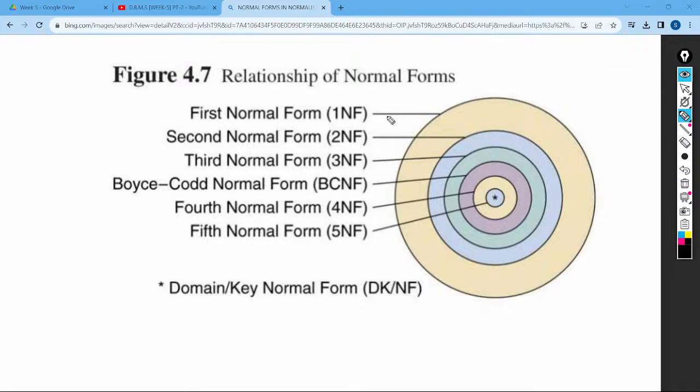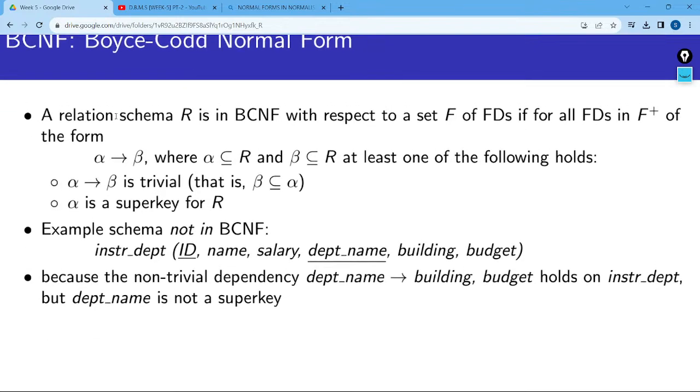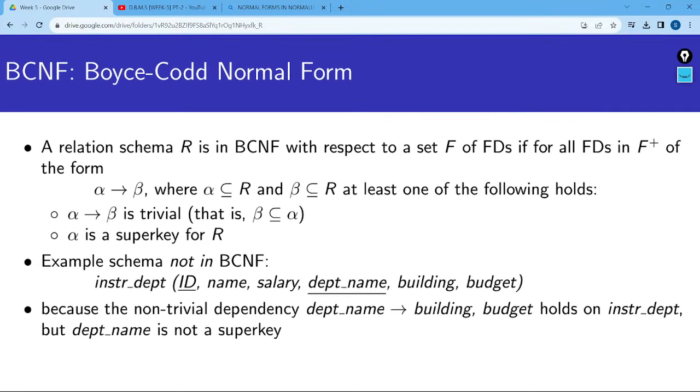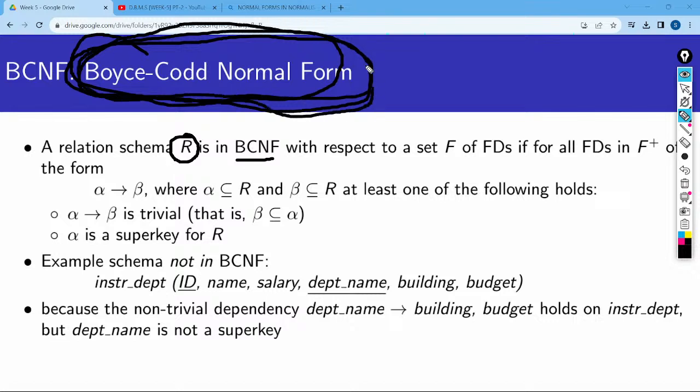Let's start with the Boyce-Codd normal form. We have already covered what trivial is and what a super key is. A given relational schema R is in BCNF, Boyce-Codd normal form. It's too lengthy to say the full name. Initially I called it Beyonce Cody, but later on I corrected it.